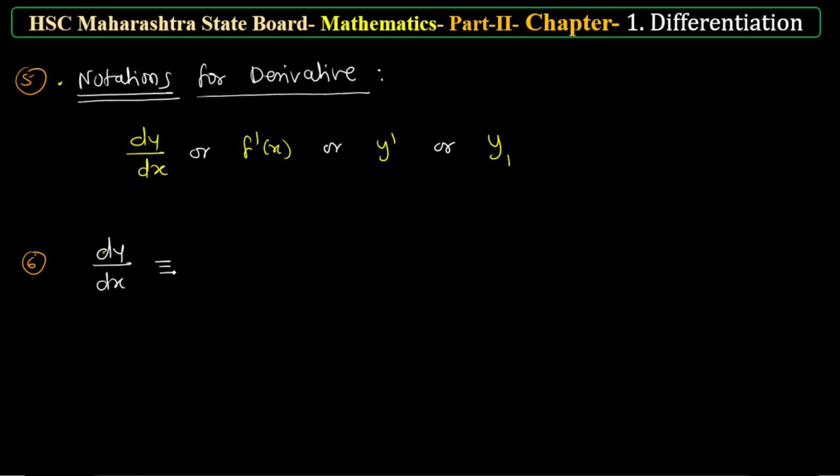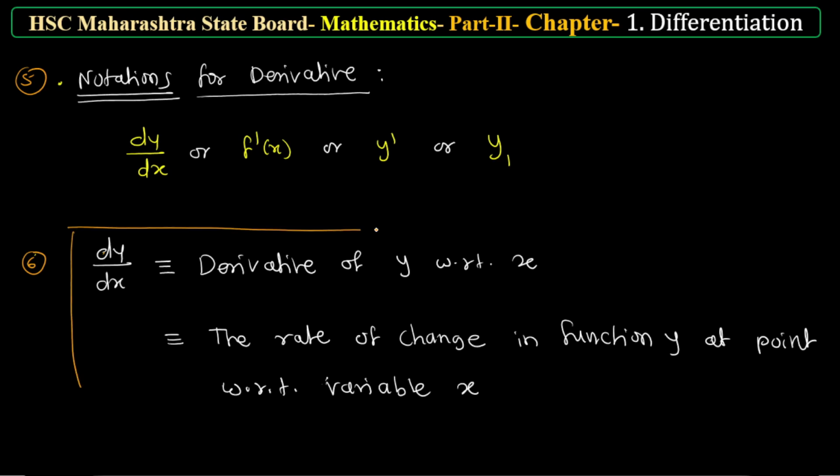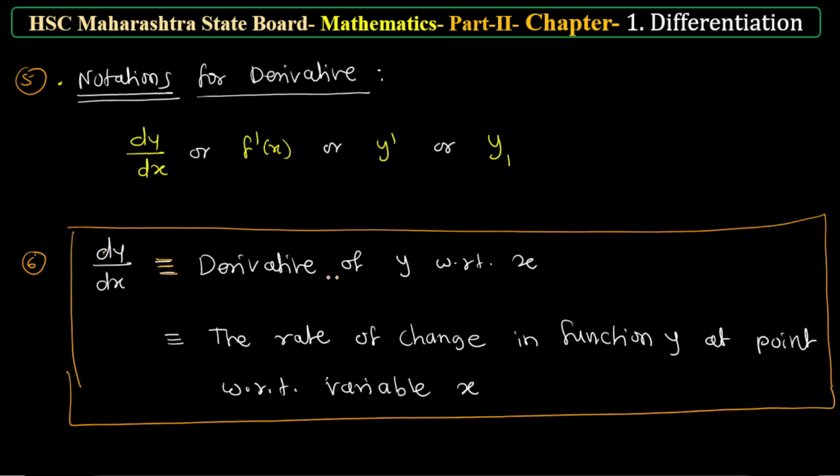Then 6, dy upon dx. Now meaning of this dy upon dx, that is the derivative of y with respect to x, or that is the rate of change of function y at point with respect to variable x. The dy upon dx means derivative of y with respect to x, or the rate of change in function y with respect to variable x.